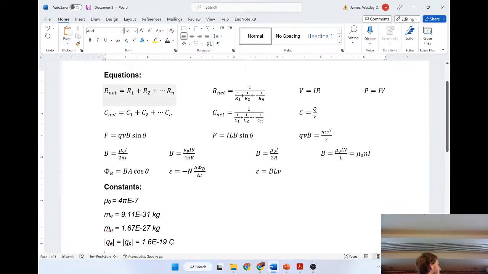As you can see here, R net equals R1 plus R2 plus blah, blah, blah. R net equals 1 over R1. You have to know which one's which, series or parallel. That's not here. Capacitor, same thing. You need to know which one's series, which one's parallel. I have 1, 2, 3, 4 equations for a magnetic field. Again, it's not labeled what they're for. One's a wire, one's an arc, one's a loop, one's a solenoid. So we're going to add those to our note card today, mainly just so I can label this is a wire, this is a loop, this is blah, blah, blah.